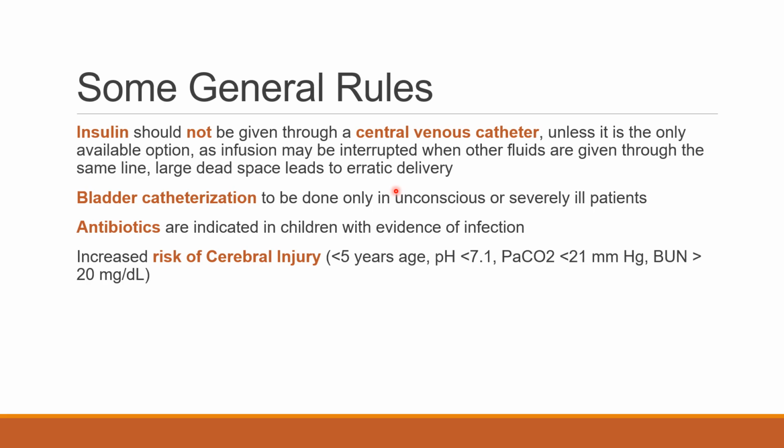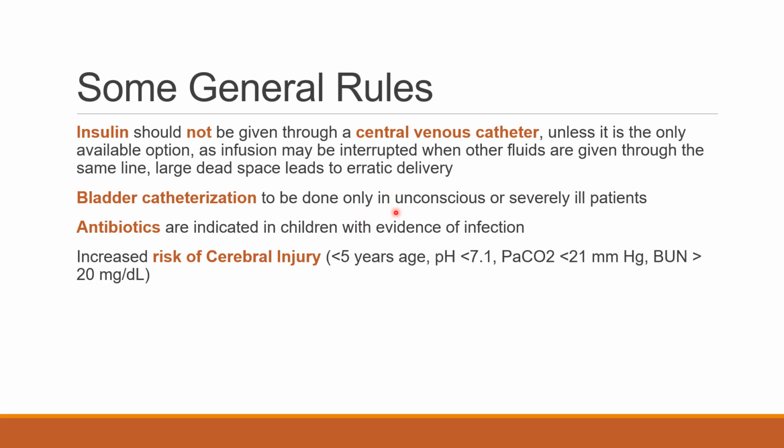If at all due to some indication we have placed a central venous catheter, insulin should always be preferably given through a peripheral line rather than a central line, because the insulin rate is very less, and if given through a central venous catheter, due to the large dead space, due to the long length of the central venous catheter, the absorption can be erratic. If we use the same central venous catheter for both fluid and insulin administration, there may be interruption in administration of either, so that can hamper our treatment.